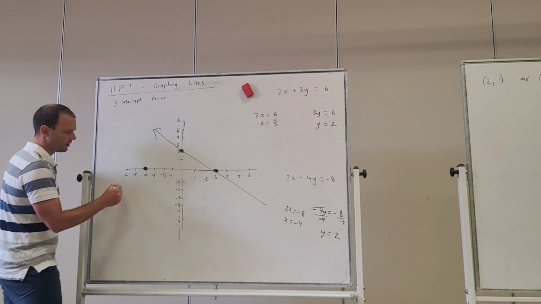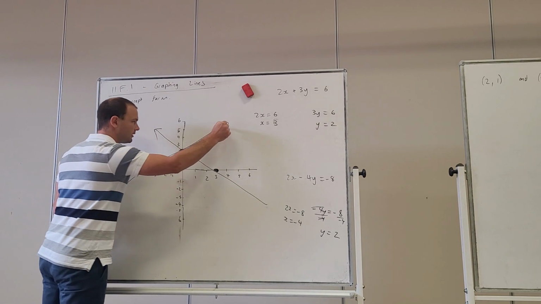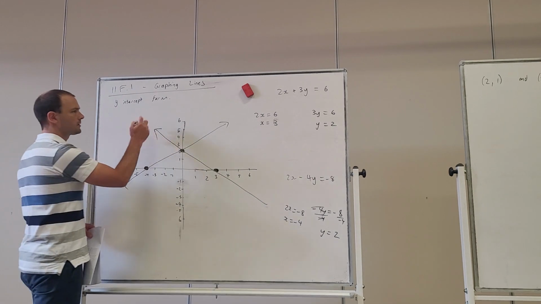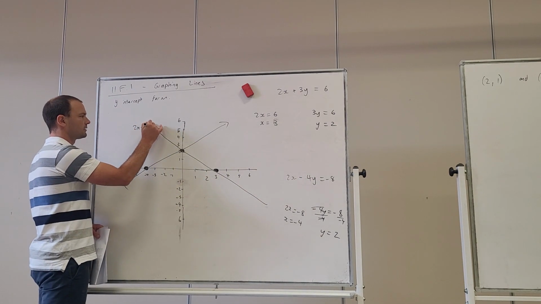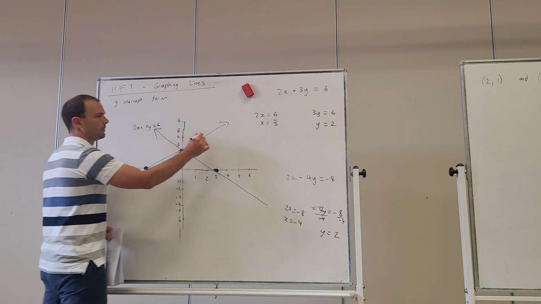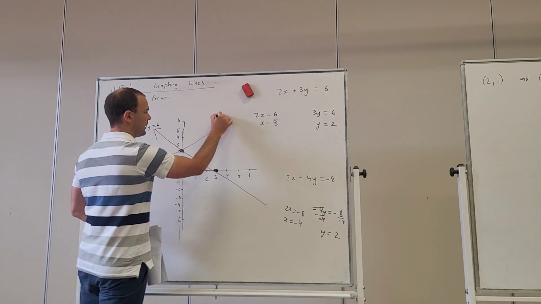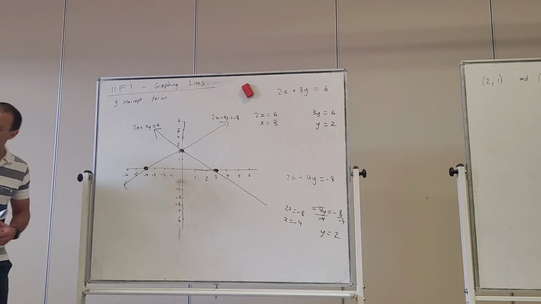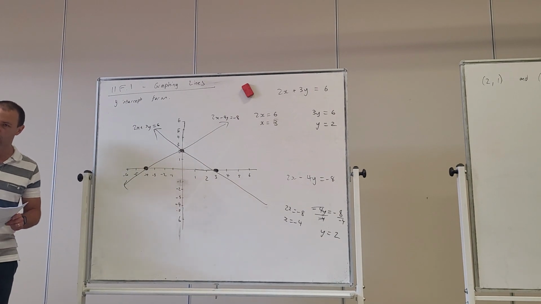Alright, and so then once we've plotted both those points, we can draw the line. Okay, so this one was the first line, 2x plus 3y is 6. And this one was the second line, 2x take 4y is minus 8. Alright, so that's how we draw graphs in general form.